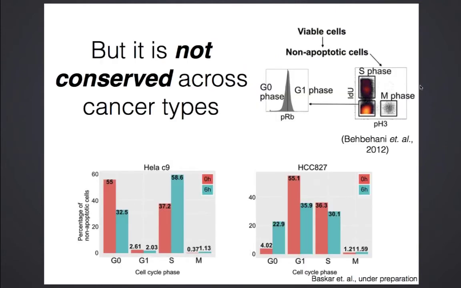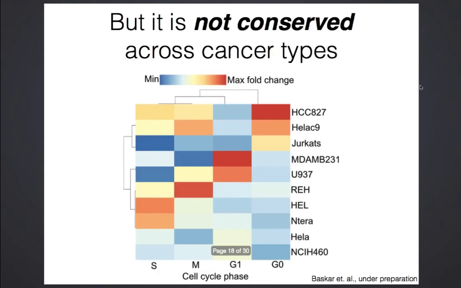And the more interesting thing is that it's not conserved across cancer types. We did the same sort of cell cycle analysis across our different cell lines, and with the gating strategy seen on the right over there. And for example, between HeLa C9s and HCCs, we see a huge difference in the percentage of non-apoptotic cells sitting in different cell cycle states between 0 to 6 hours. And they're different between these two cell lines, and they're also different between all different cancer lines. And there's no conservation of a particular change in cell cycle that might be explaining the resistance mechanism.